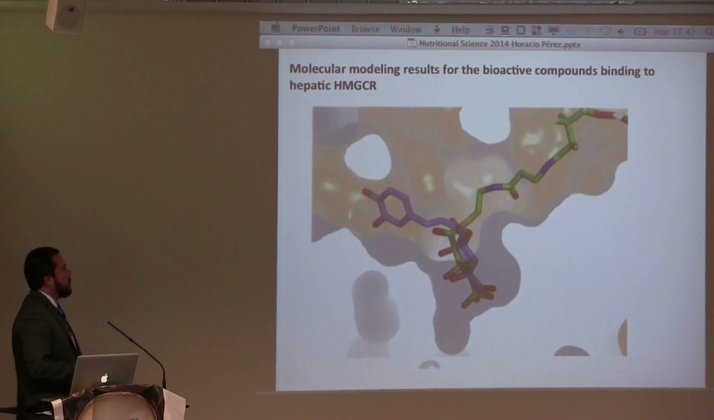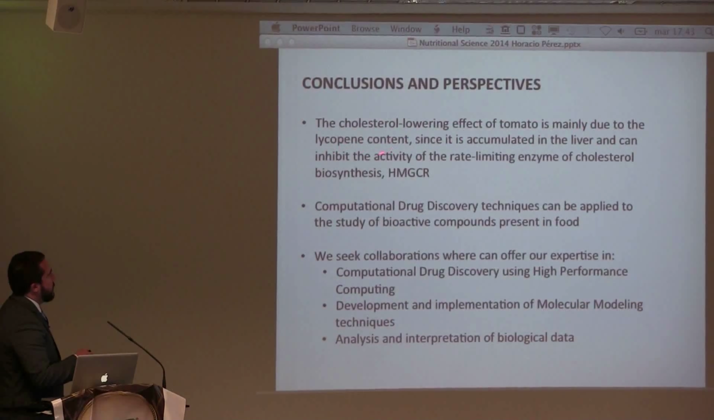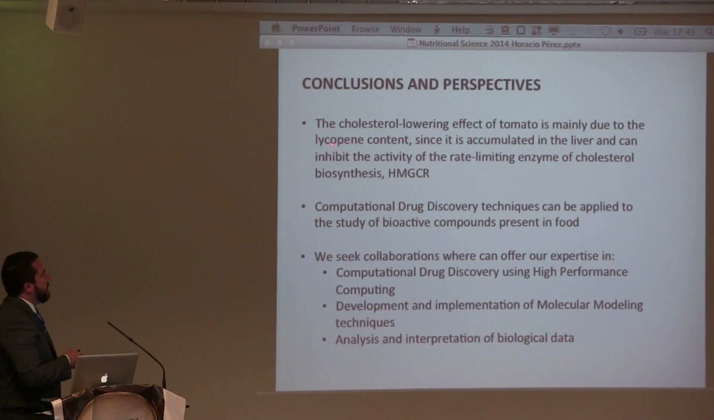So these are the main results of the simulation, and this is our conclusions. The cholesterol lowering effect of tomato is mainly due to the lycopene content. Why? Because this is the only one that gets to the liver, okay? Chlorogenic acid and naringenin are in very small quantities. They're there, but we have checked that lycopene can get into the liver, okay? And then this compound can inhibit activity of the rate limiting enzyme of cholesterol biosynthesis. So that's the main reason, and we have explained the kind of interactions that are established between this compound and the enzyme.